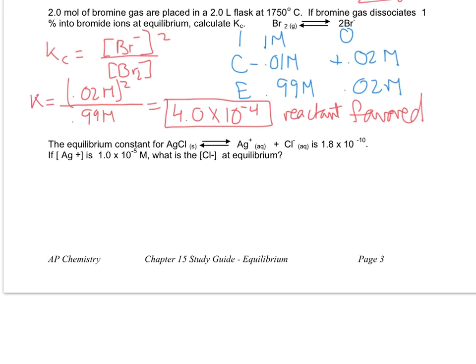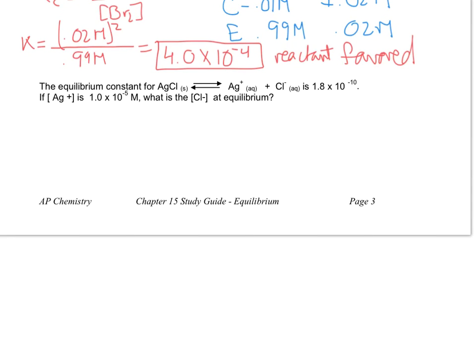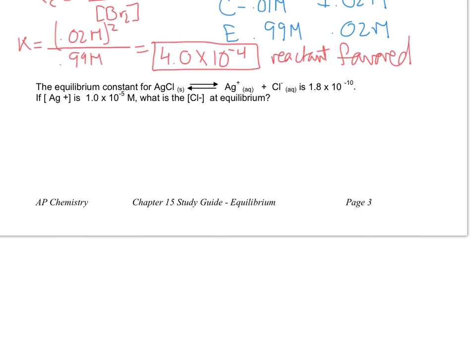It says the equilibrium constant for AgCl, solid, dissociated into Ag plus and Cl minus, is 1.8 times 10 to the negative 10th. Remember, that's the one that's called Ksp. You're dissolving a solid there. But again, you can call it K, you can call it Ksp. It's the same thing. It's fine. So it says if the Ag plus concentration is 1.0 times 10 to the negative 5th, what is the Cl minus concentration at equilibrium?